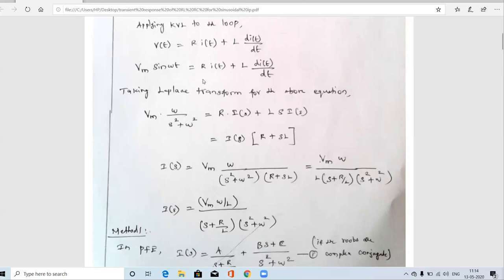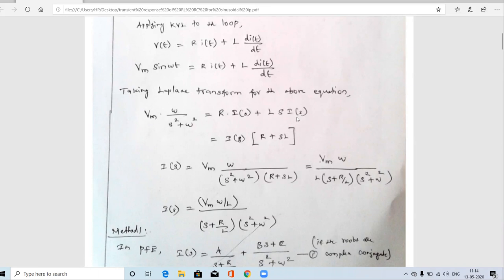And R is a constant, you keep R as it is. What is the Laplace transform of i(t)? Capital I(s). Then plus L into the Laplace transform of the differentiation of the function i(t), which is s I(s) minus i(0). Here we are considering the initial current to be 0, that's why we neglected it. Appa, this is the equation.